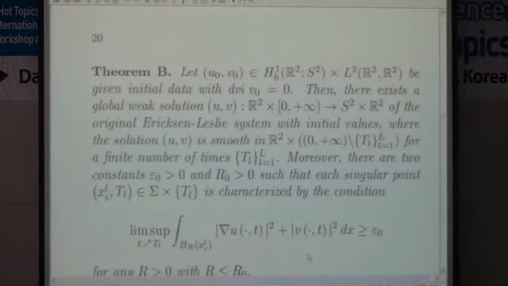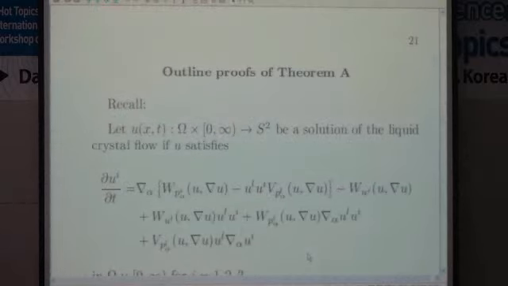Okay, so this is a mathematical conference. I just outline my approach and the first results. And this equation is a little complicated.